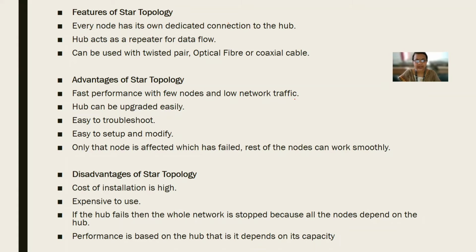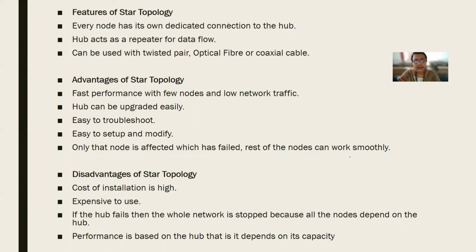That is also one advantage, and it is easy to troubleshoot, right? All nodes are separately connected, so if any node has a problem, we can easily find the error, and it is very easy to remove the node and connect. Troubleshooting and error correction are easy. Connecting new nodes is also easy. And only the node that failed is affected. The rest of the nodes can work smoothly. It is not like ring topology, where if one node in between is damaged, the complete network is affected. But in star topology, if one has a problem, no issue, all the remaining will work smoothly.